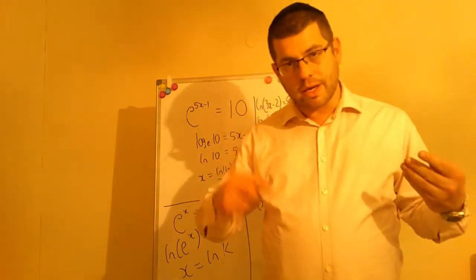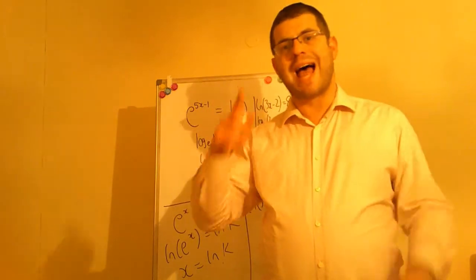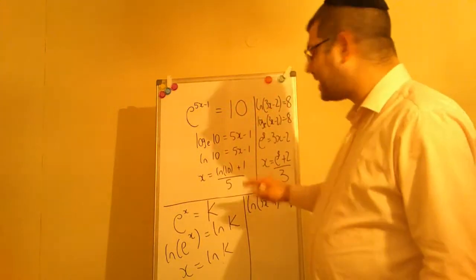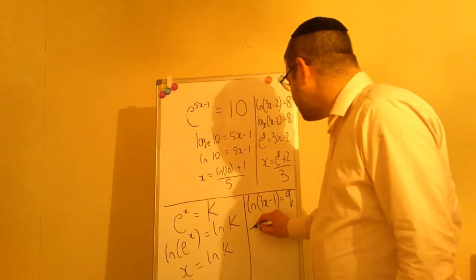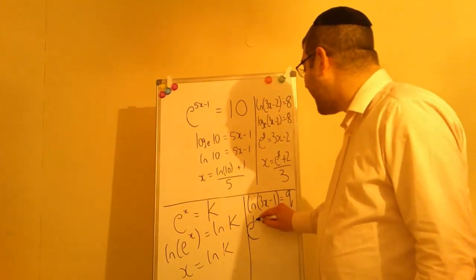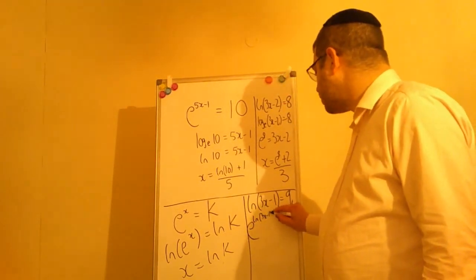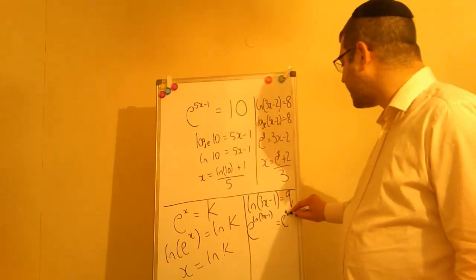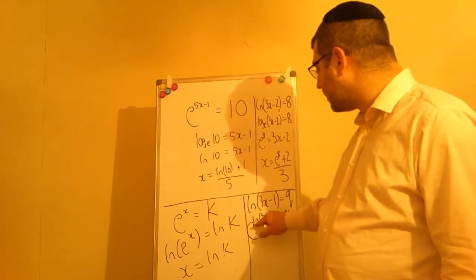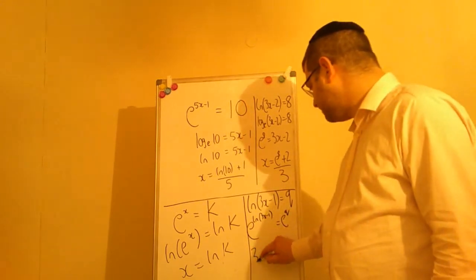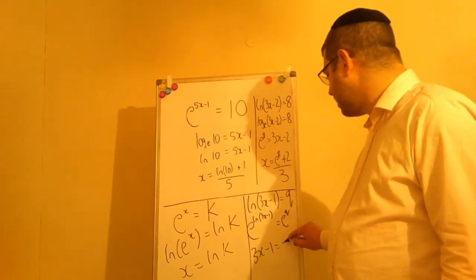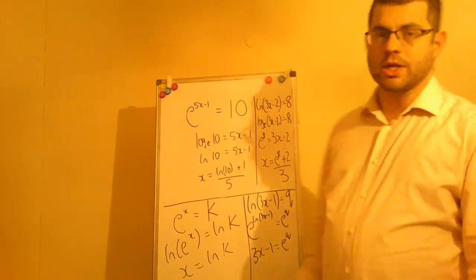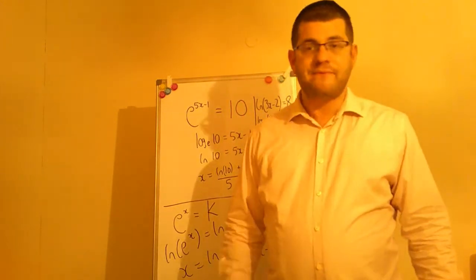You can cancel e and ln if e is introduced as a base. So if you want to get rid of ln, then you have to introduce e as a base, which means that becomes a power. And if I introduce e as a base on the left-hand side, e has to become a base on the right-hand side. Now e and ln can cancel, and that will drop down 3x minus 1. And then you can rearrange from there.